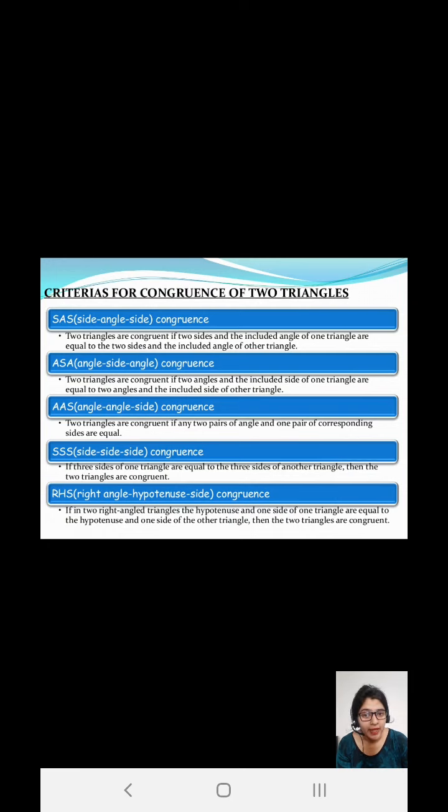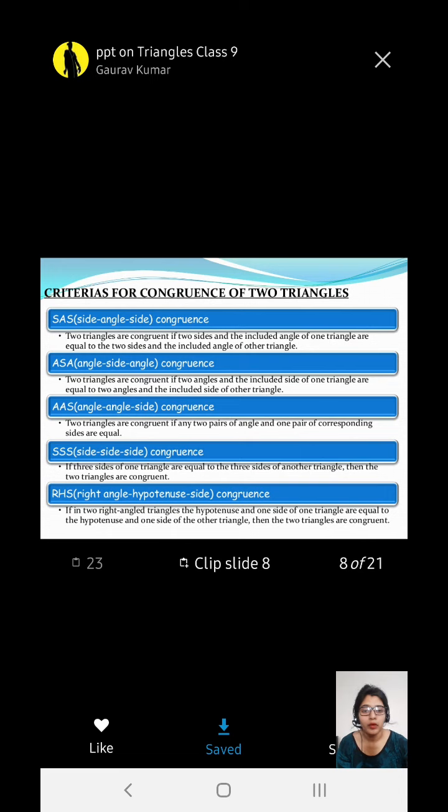RHS means right angle hypotenuse side. In this, we have two right angle triangles. The length of the hypotenuse and any one of the two remaining sides will be equal in this condition. So the two triangles will be congruent according to the RHS congruence condition. These are all the five conditions according to which we can prove two triangles to be congruent.